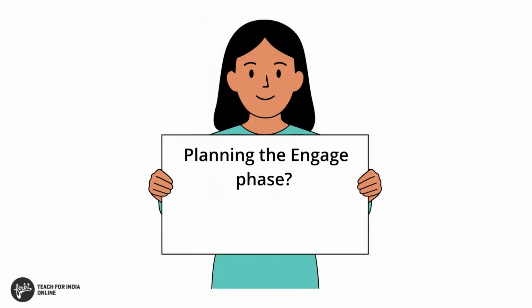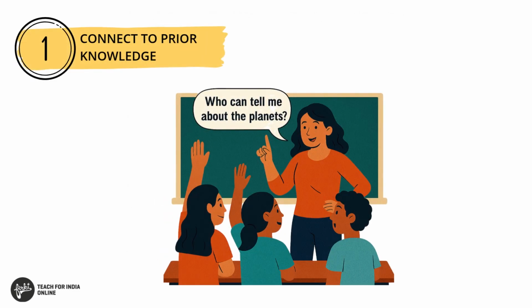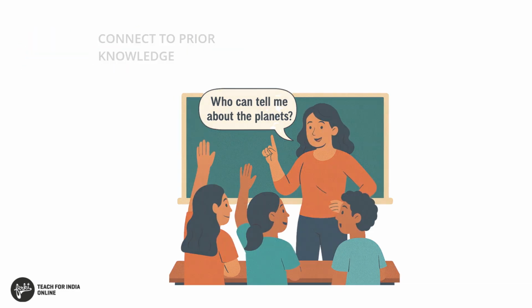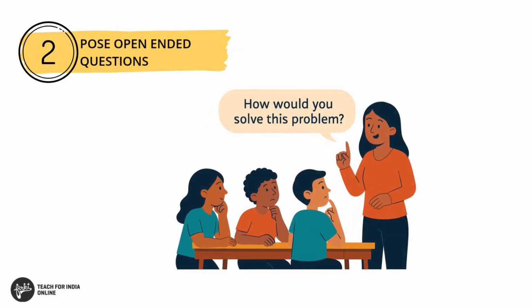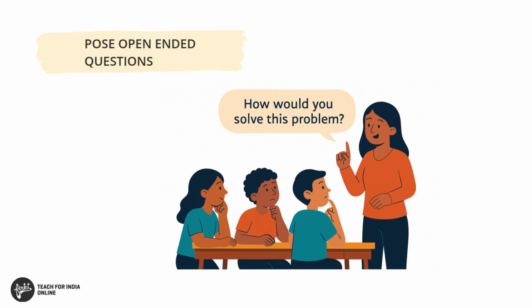In order to make this phase come alive in the classroom, there are 6 tips that you can keep in mind while planning the engage phase. First, connect to prior knowledge by asking questions that relate to students' existing knowledge or experiences to make them feel involved. Second, ask questions that don't have a straightforward answer to encourage critical thinking and discussion.